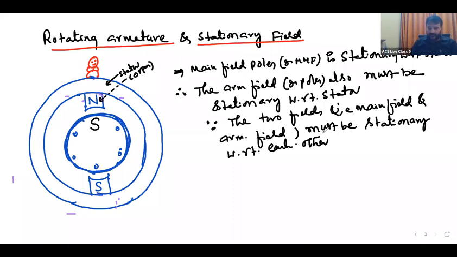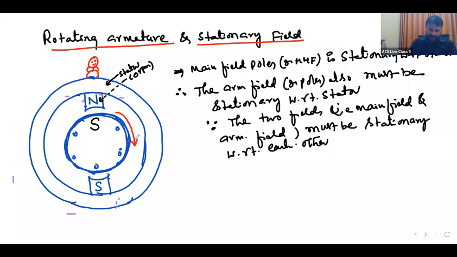Then in which direction does the armature have to be rotated? Which direction must the armature poles rotate? Can you tell me? Say the rotor is rotating in the clockwise direction. Now, which direction should the poles rotate? The armature poles, the rotor poles. Which direction do they have to rotate, same direction or opposite direction?